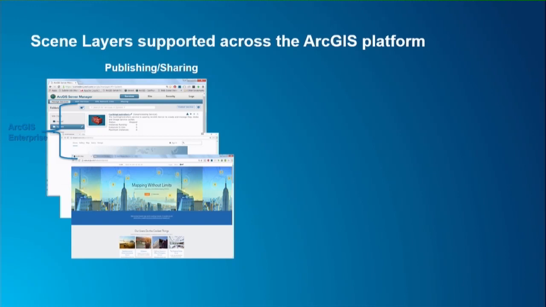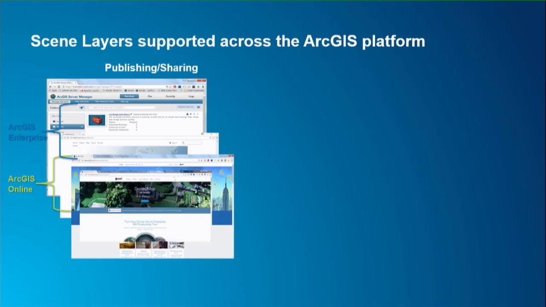So ArcGIS Enterprise and ArcGIS Online are the premier applications or environments that you can publish scene layers to. But that's not the only thing. Drone to Map, an application that actually leverages Dane's photo matching processes to generate meshes, is also capable of generating a scene layer package that you can take and publish.